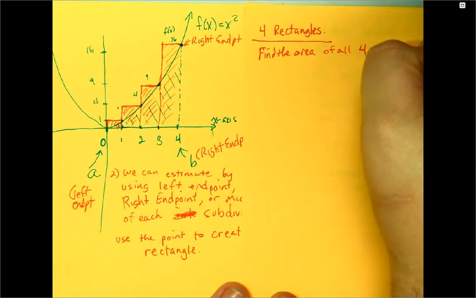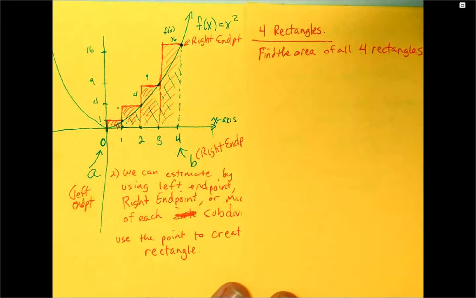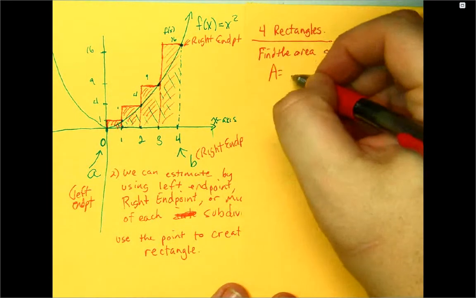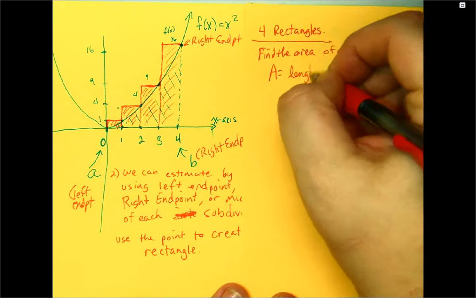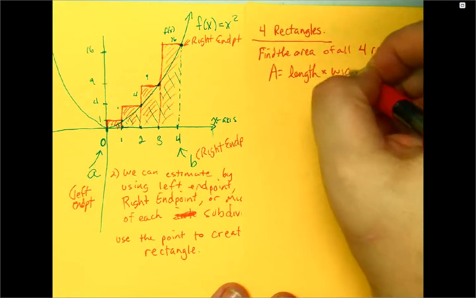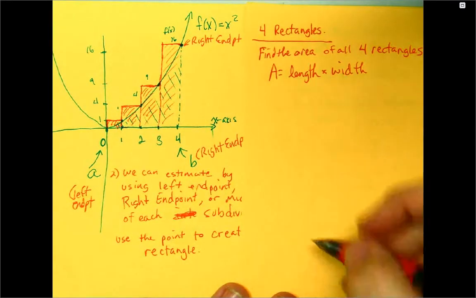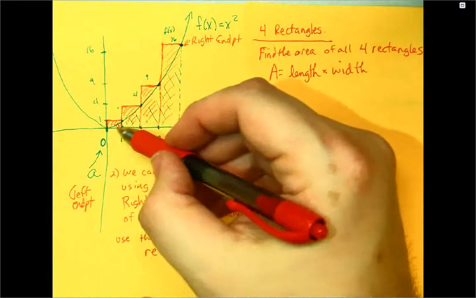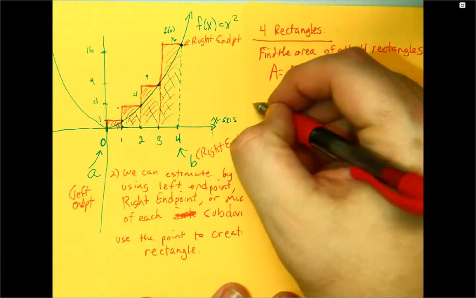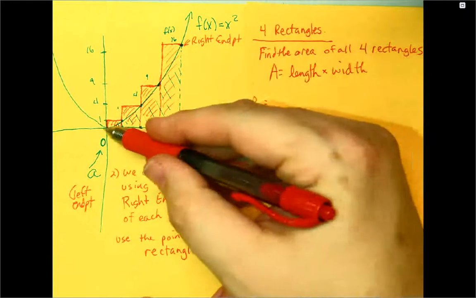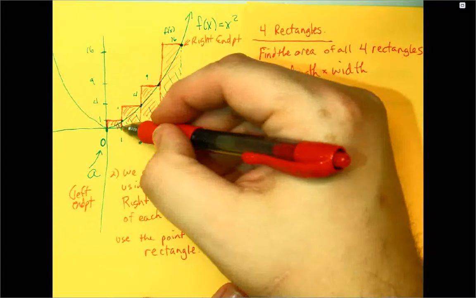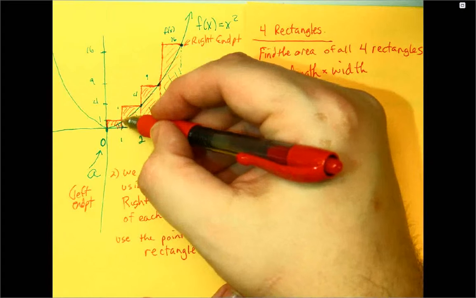Find the area of all 4 rectangles. So what's the area of a rectangle? Yeah, it's length times width. So let's say this first one. What's the length of rectangle number 1? The length is 1. What's the height? 1. So that's equal to 1.